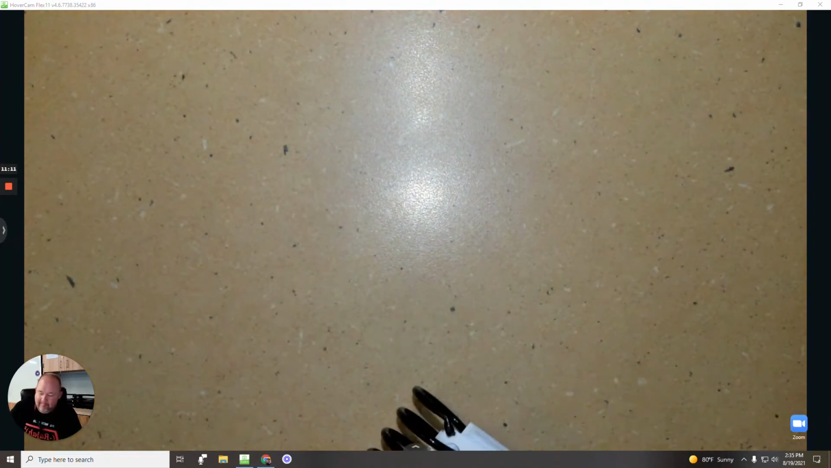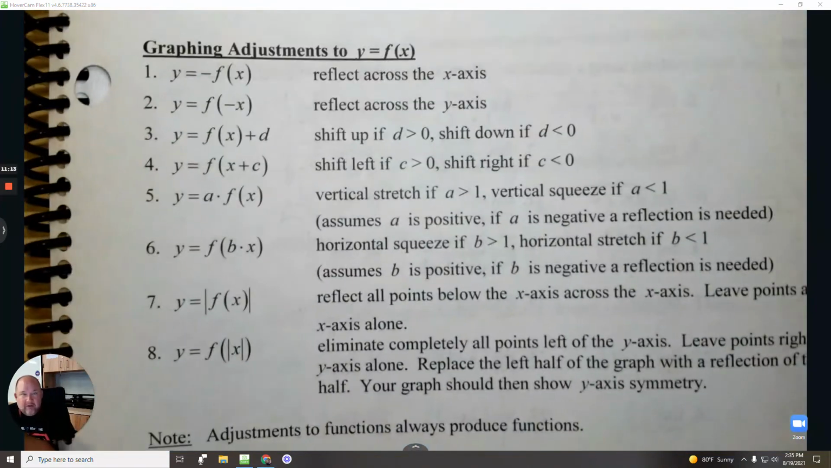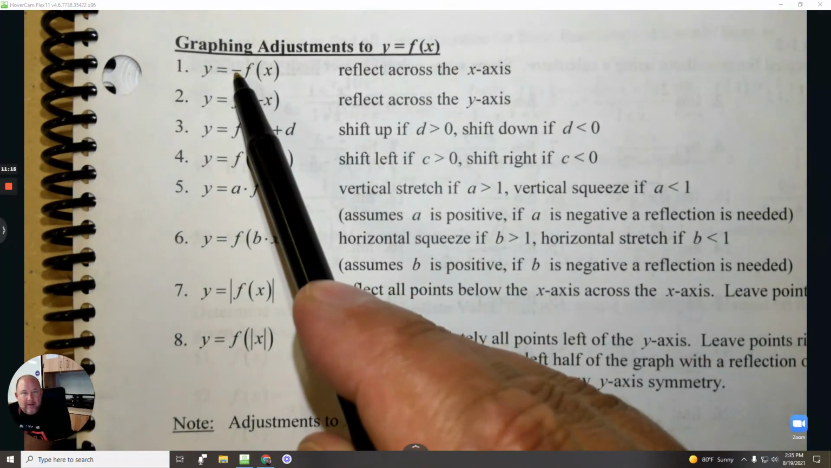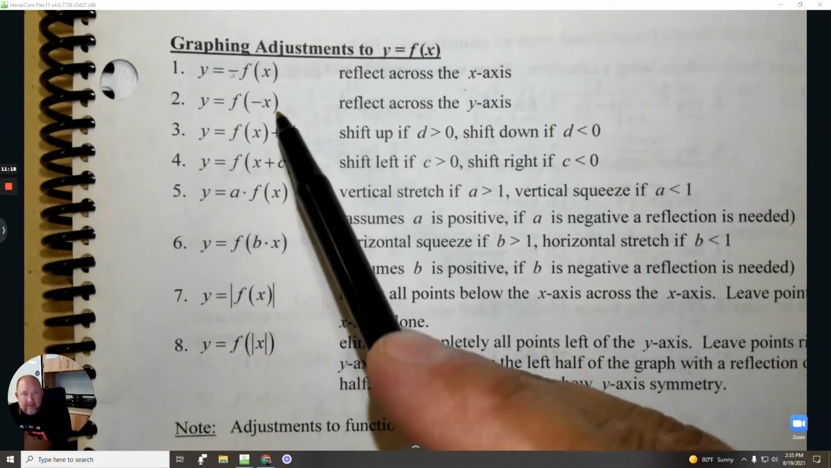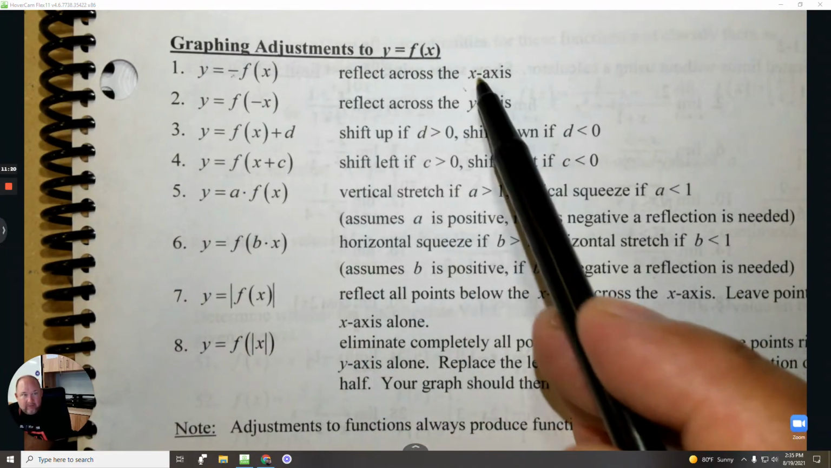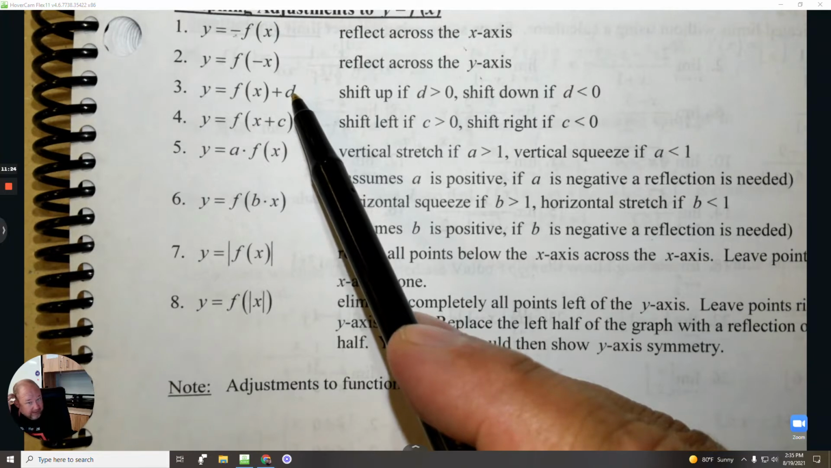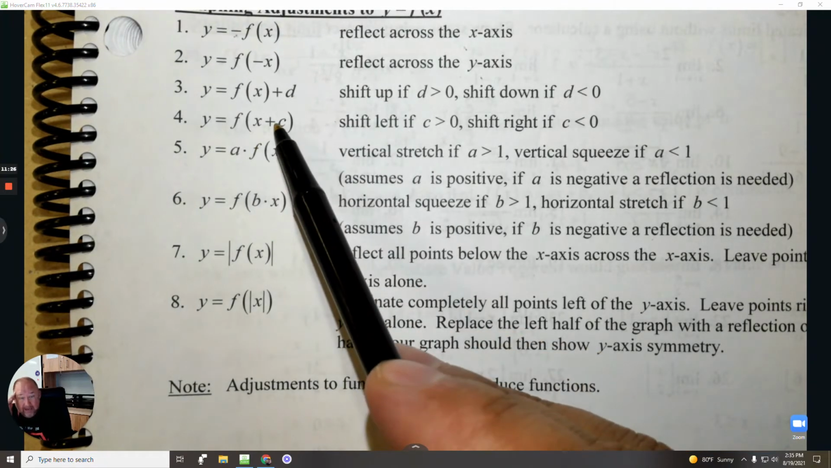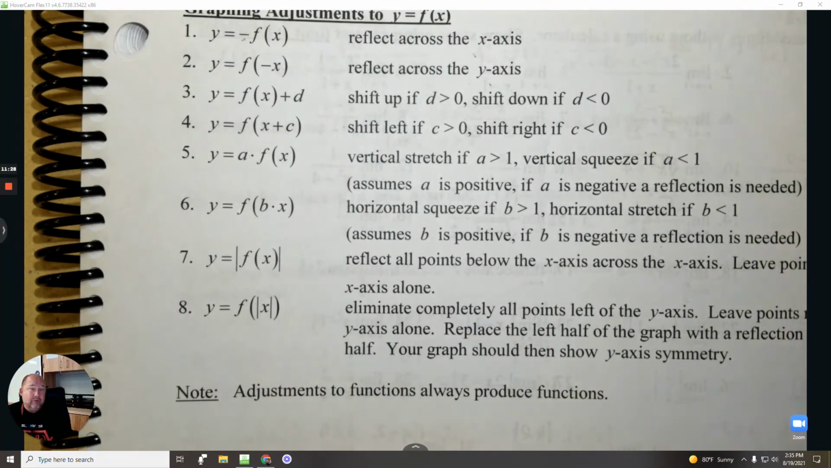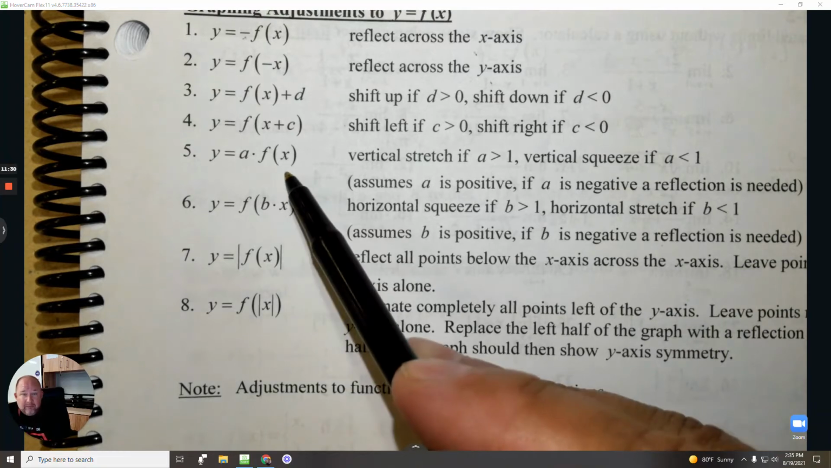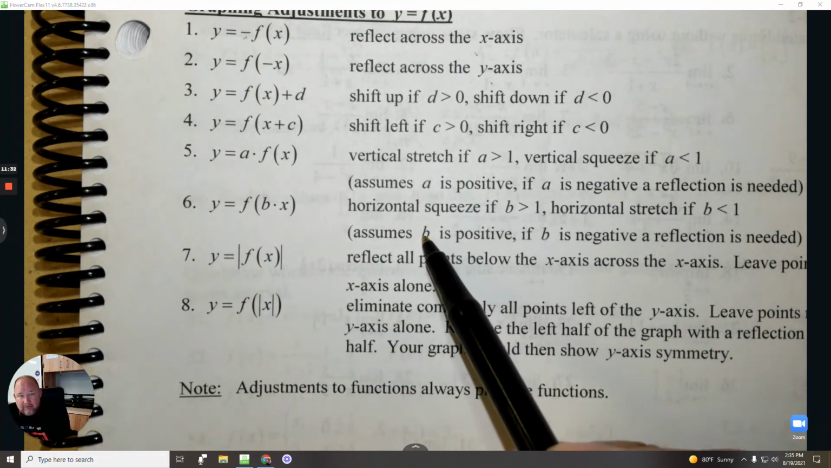All right. So different graphing adjustments. We know a negative in front is a reflection and a negative inside is a reflection. One is the x, one is the y. If you add or subtract outside, it goes up or down. Add or subtract inside, it goes in the opposite direction when it's inside. Multiplying creates a stretch or compression.